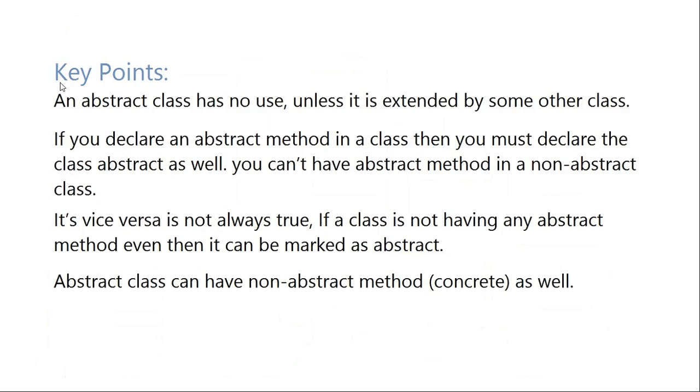Now some key points about abstract classes and methods. An abstract class has no use unless it is extended by some other class. If you declare an abstract method in a class, then you must declare the class abstract as well. You cannot have an abstract method in a non-abstract class. The vice versa is not always true. If a class does not have any abstract method, even then it can be marked as abstract. An abstract class can have non-abstract methods as well.